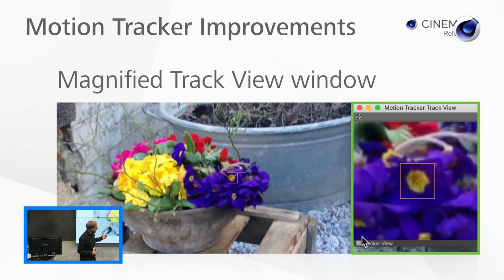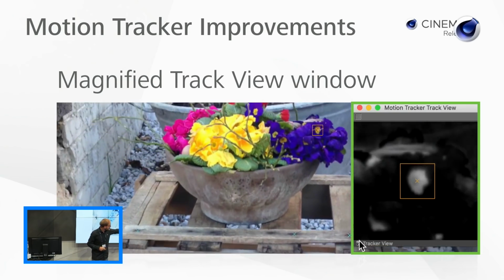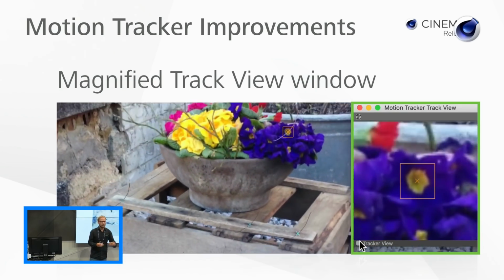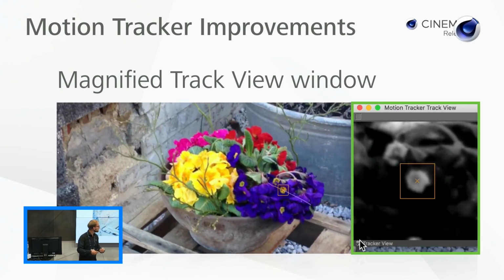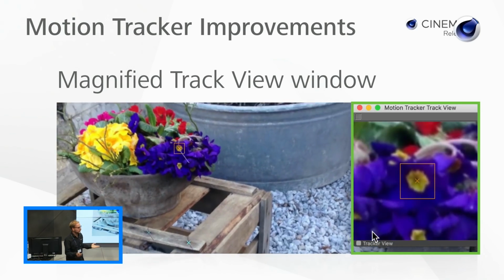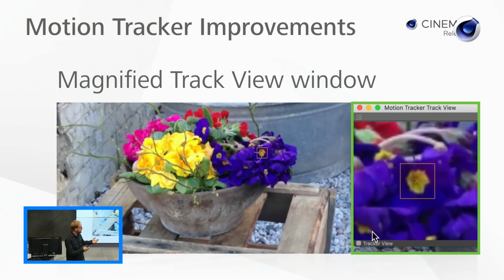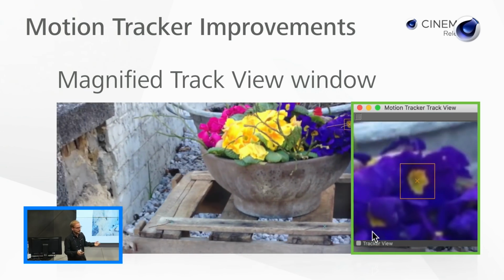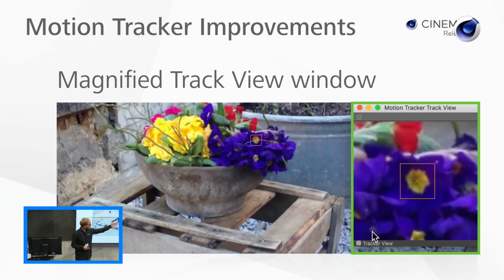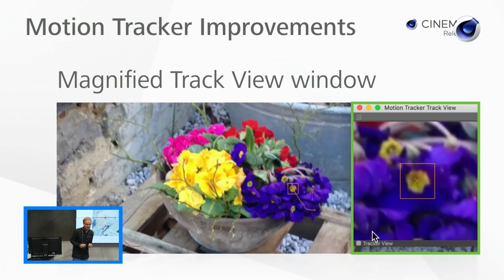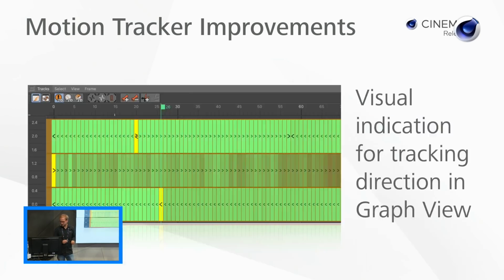In addition to that, you can also check tracker view, and then you see what the tracker actually sees. So if the contrast is not high enough, for example, you can track the red channel instead of the luminance, and you would see the adjustment of the contrast in the motion tracker track view window.